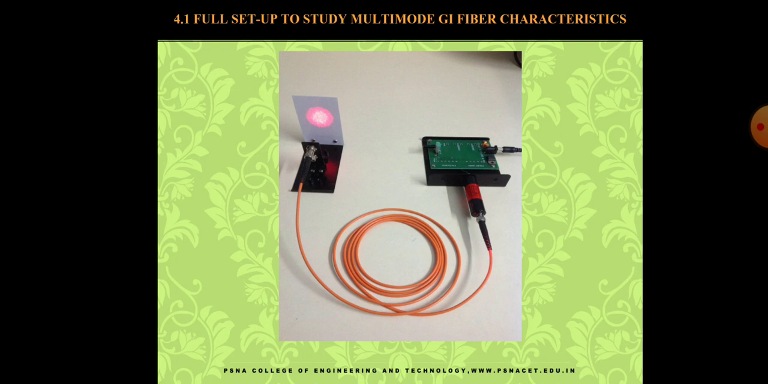Next we are going to see the full setup to study the multimode graded index fiber characteristics. The complete experimental setup to study the mode characteristics of the multimode graded index glass fiber is shown in this diagram. The multimode graded index fiber is connected to the laser diode unit and the detector screen. Laser intensity is adjusted by setting the potentiometer. Power coupled into the fiber is set by adjusting the depth of the ferrule in the laser unit. A slight tilt of the ferrule may also be required for some cables.